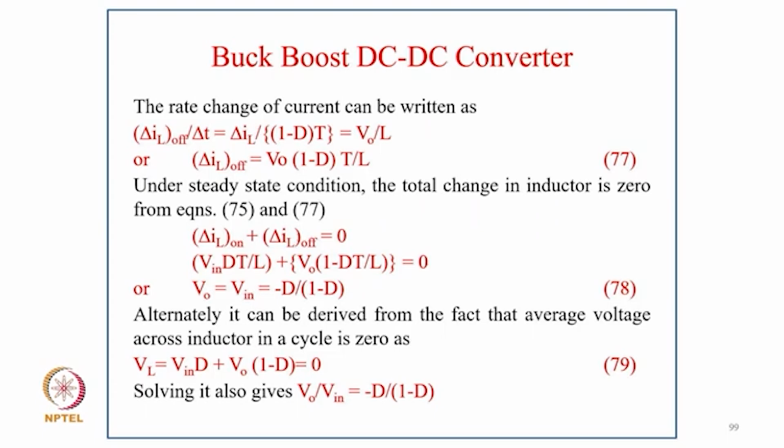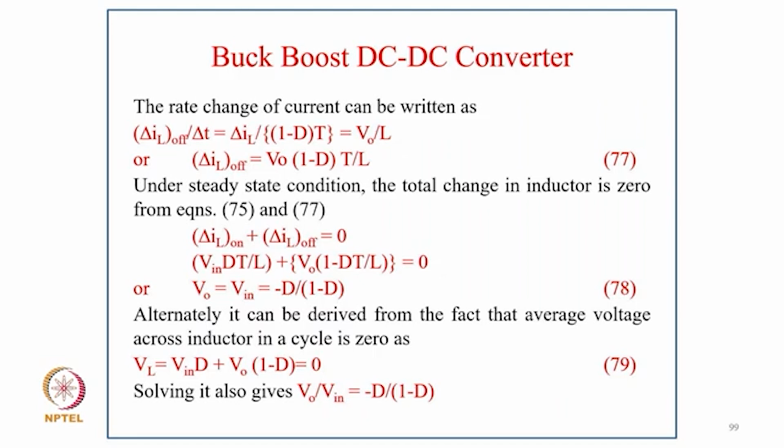So the rate of change of current can be written as delta IL/dt equal to delta IL off over (1 minus D)T equal to VO/L for CCM mode, and delta IL off equal to VO(1 minus D)T divided by L. So under steady state the total change in the inductor current is 0. So delta IL on plus delta IL off equal to 0. So VinDT/L plus VO(1 minus D)T/L equal to 0. So VO equal to Vin times minus D upon 1 minus D. The minus sign here represents that the output voltage polarity is reversed.